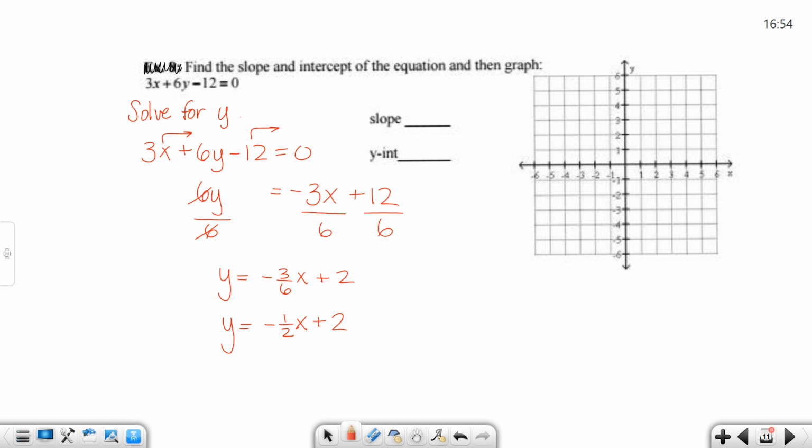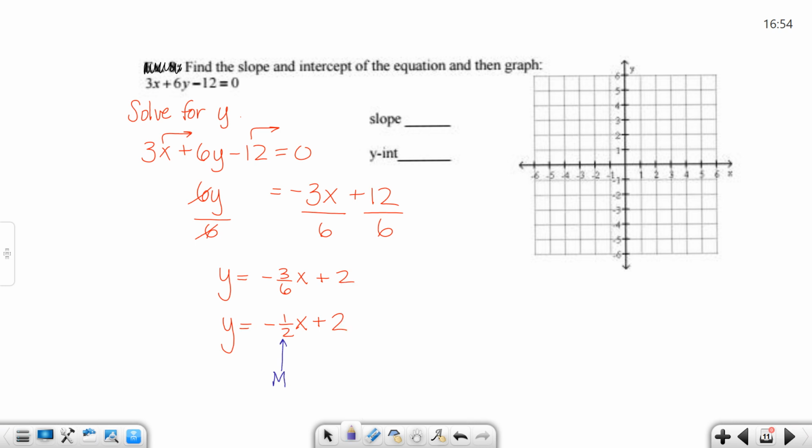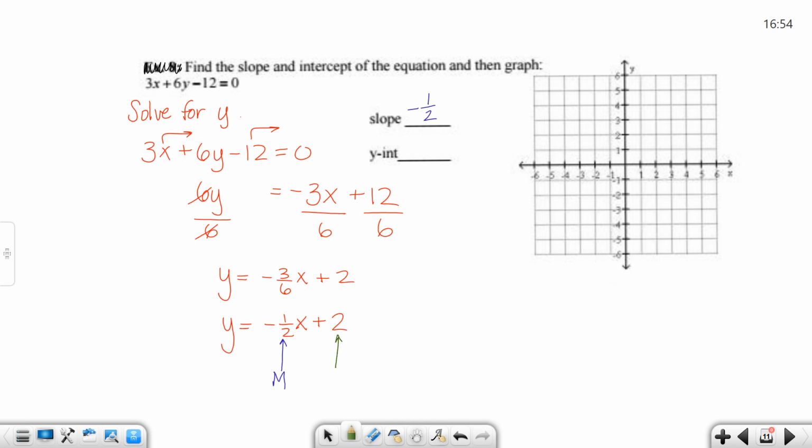Now, y is by itself. When y is by itself, the coefficient of x is my slope. The constant on the end is my y-intercept. And that's how we get started. When I get ready to graph this one, I'm going to make sure I'm on my y-axis at 2. And then I'm going to use my slope. And my slope is a negative 1/2.